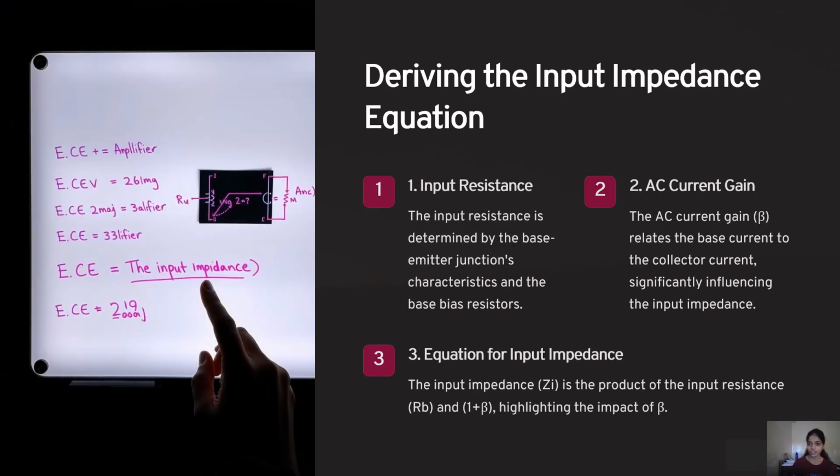Let's see the equations for the input impedance and input resistance. Input resistance is determined by the base emitter junction's characteristics and the base bias resistors. AC current gain. The AC current gain relates the base current to the collector current, significantly influencing the input impedance. Equations for input impedance. The input impedance is the product of the input resistance and the AC current gain, highlighting the impact of current gain.